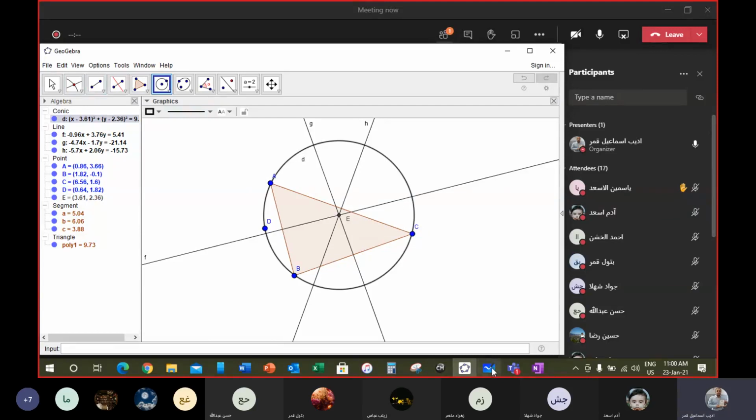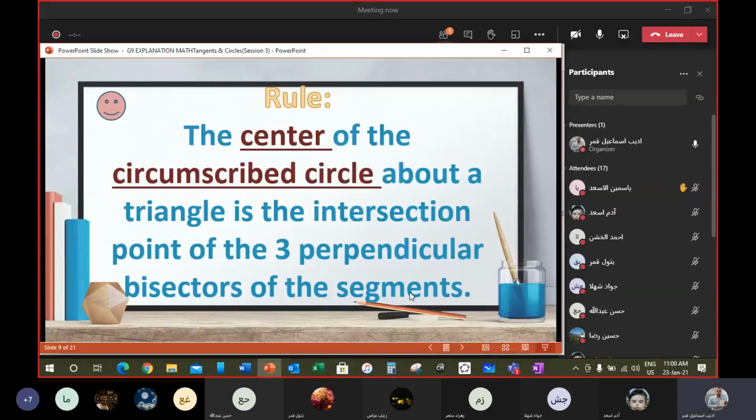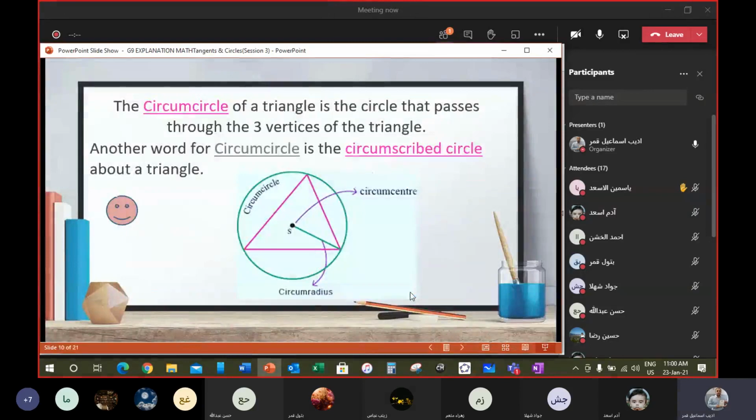Right. We continue. The circumcircle, فينا نقول circumcircle وفينا نقول circumscribed circle. The circumcircle of a triangle is the circle that passes through the three vertices of the triangle. Another word for circumcircle is the circumscribed circle about a triangle. فإذا هذه هي اللي مبينة قدامكم. السنتر تبعولها مسميها circumcenter.